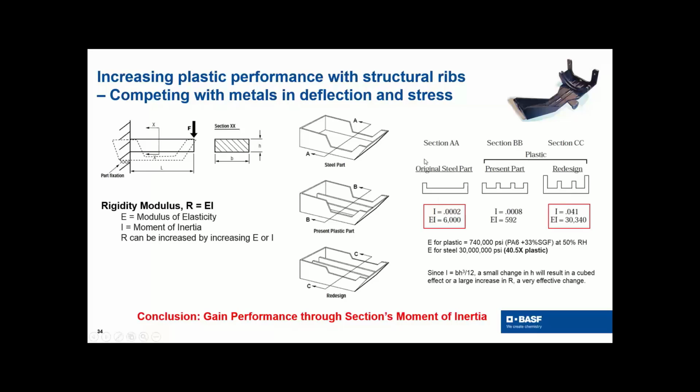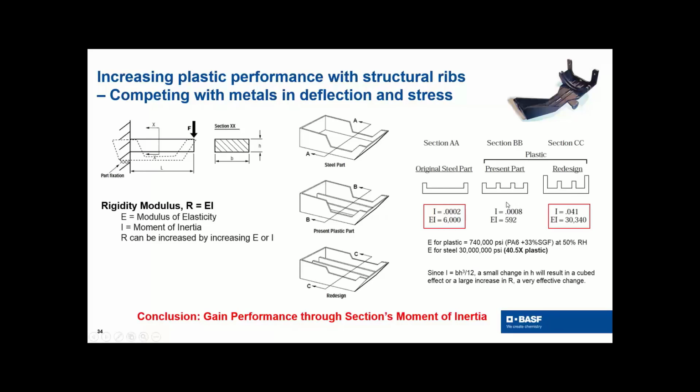What's its rigidity? So we went back, we got the steel part, we measured thicknesses, and we did everything here. There were no ribs in the middle because it was a stamped part, but it worked well. Its EI was 6,000. Okay, that's a nice number. Well, let's look at the present part that they were complaining about. Its EI is only 592. Oh, that's a factor of 10 different. No wonder they're complaining that it's just not stiff enough.